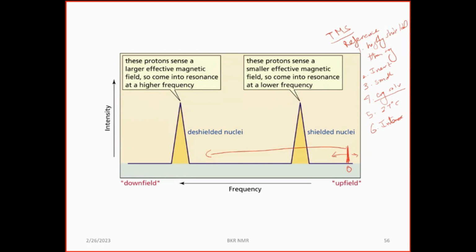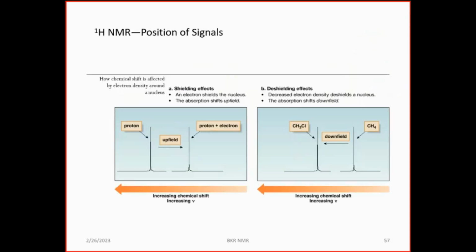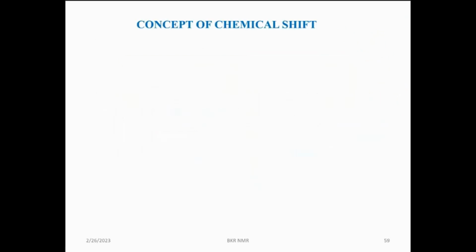That will be a headache for me, because if I change the instrument, I'll be getting different values. So based on this only, what the scientists thought is, why don't we give a value for a hydrogen which should be a constant value? So that is what is known as chemical shift. So how do I find this chemical shift?